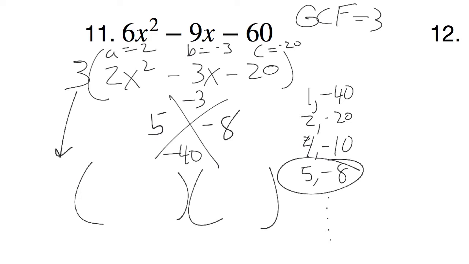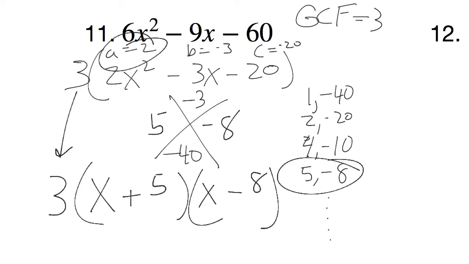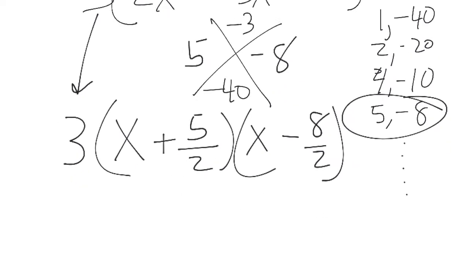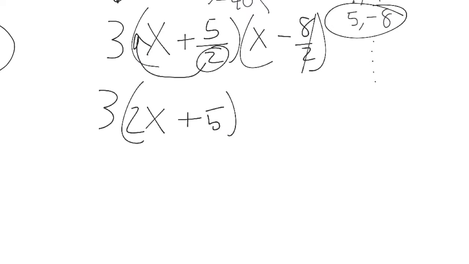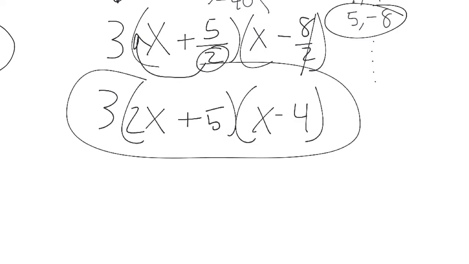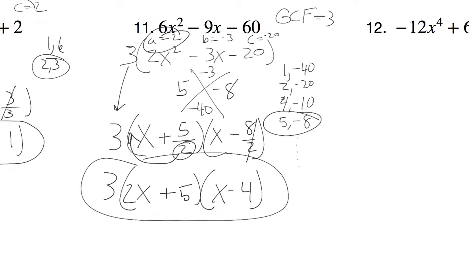First of all, I'm going to bring this 3 down. It's going to stay with me. Very important. And so we can say this is x plus 5, and then x minus 8. I'm going to take the a value, which is 2, and I'm going to turn those into fractions. Moving forward, we get 3 times x. Let's see, this does not cancel, so I'm going to bring the bottom up, 2x plus 5, and then this does cancel to x minus 4. And if you were to FOIL these, you would get right back to the original.